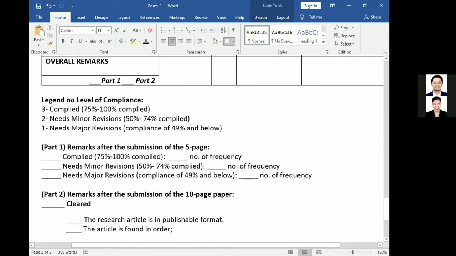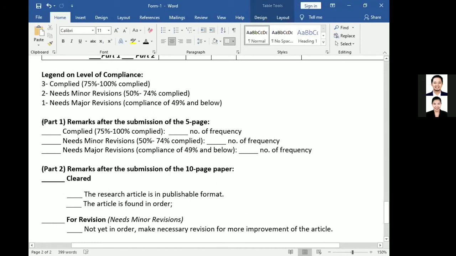So this is the legend on the level of compliance. 75 to 100% complied. You write 2 if it has 50 to 75% complied, and then 1 for 49 and below.